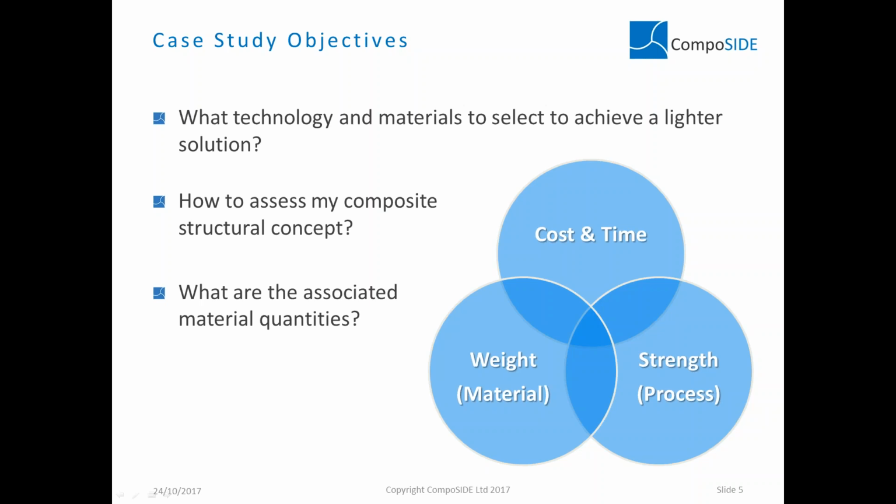Now, there are some rules of thumb that you may want to use. For example, the black metal approach, which is just comparing the weight of a metallic structure and asking for the same weight in composites. This is certainly not favourable to composites and very wrong in the vast majority of cases. So today we want to show you that you can answer these questions yourself with greater accuracy with CompoSIDE in just a couple of engineering days.